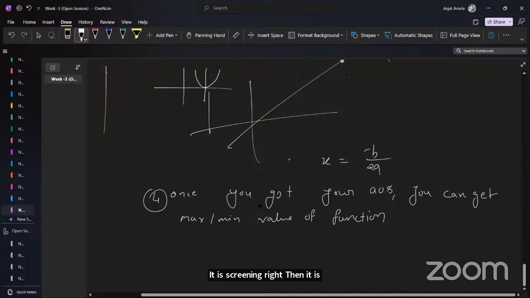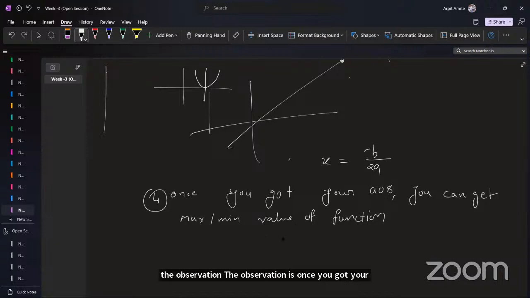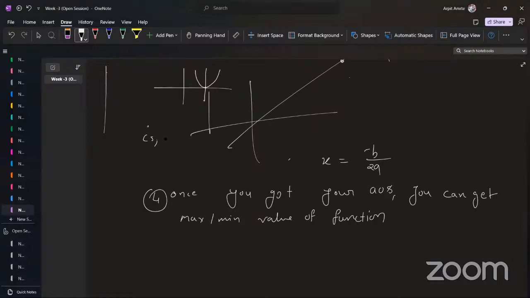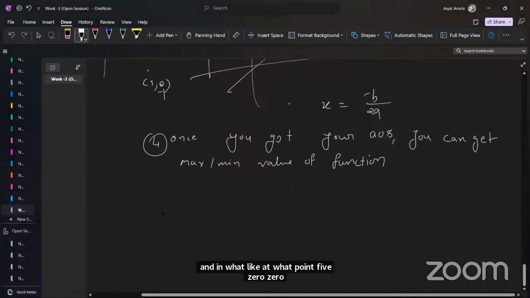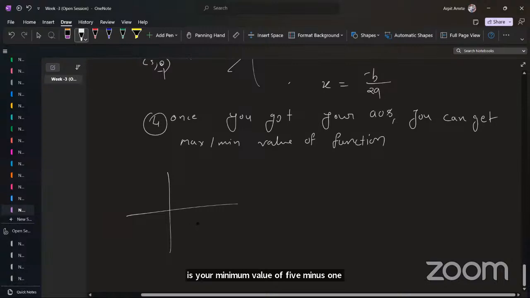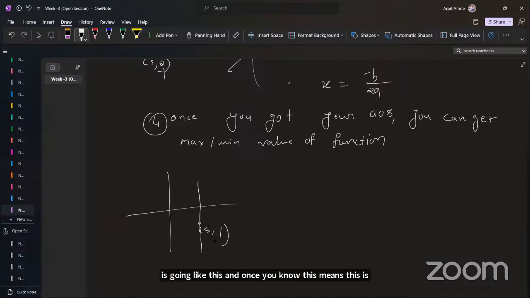Okay, so what is the observation? The observation is once you get your axis of symmetry, you can get the maximum or minimum value, whatever your function is taking. So once you get the maximum or minimum value, you do not need to worry about this side, right? Suppose that your minimum value is 5 minus 1. So this is your 5 minus 1 point. You know your axis of symmetry is going like this, and once you know this is your minimum point, you are aware that no value of the function will go in this region.